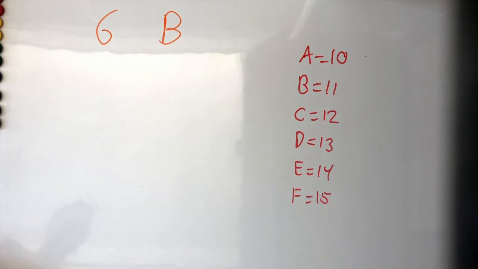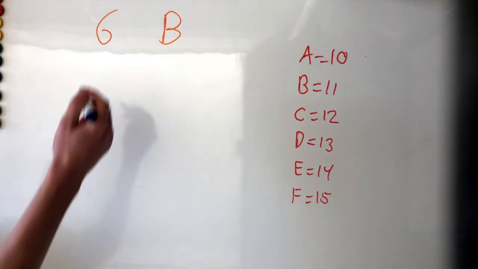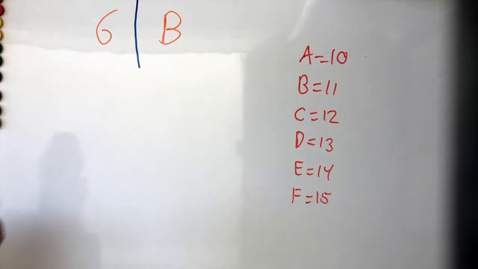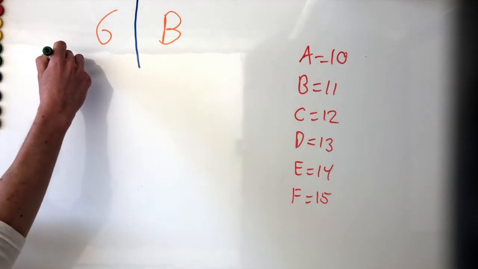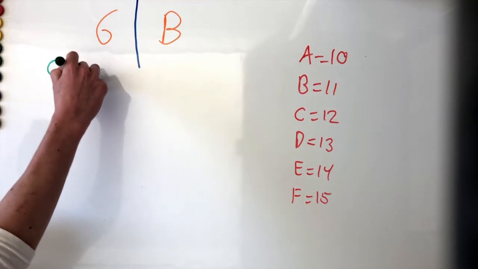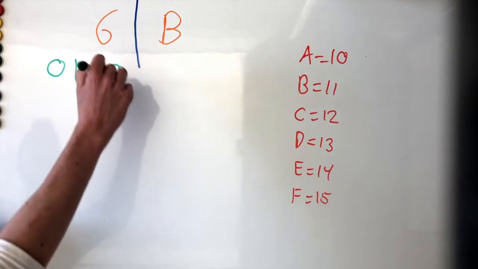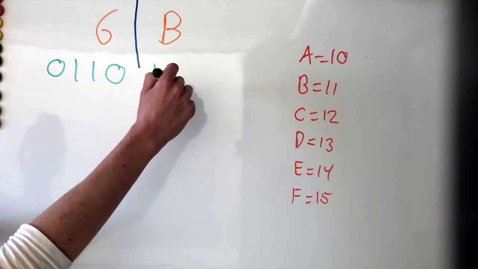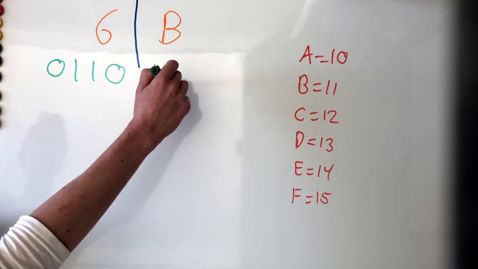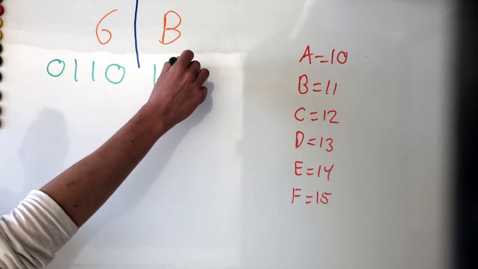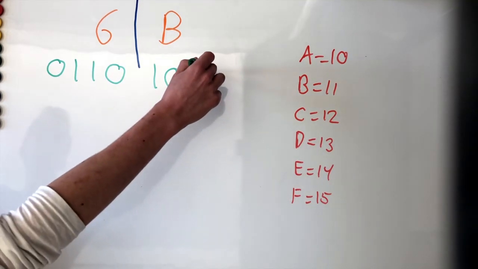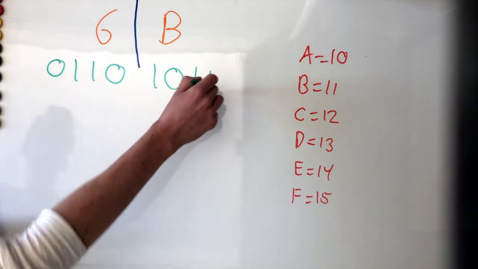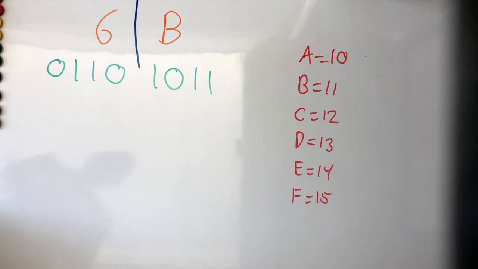Okay, so we have a second example here with 6B. Again, what I'm going to do is split it down the middle, like so. And I'm going to represent 6 in its binary form. So 0, there is a 1 for 4, there's a 1 for 2, like that. And B, which comes across to 11, so 8, 4, 2, and 1: 1, 0, 1, 1. Okay.